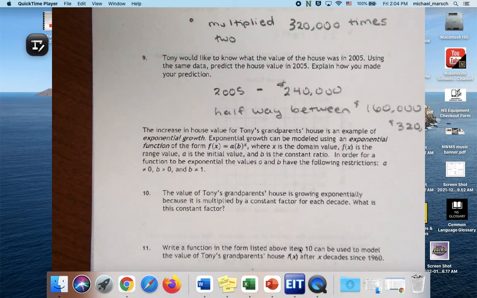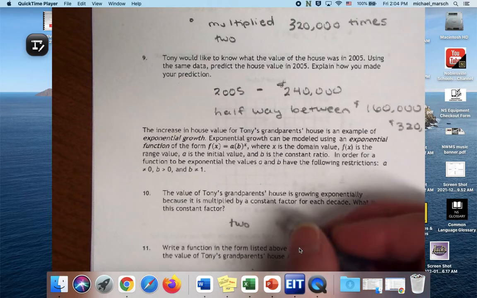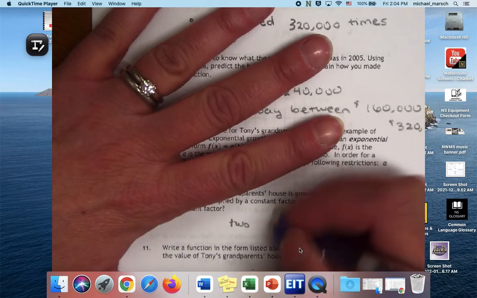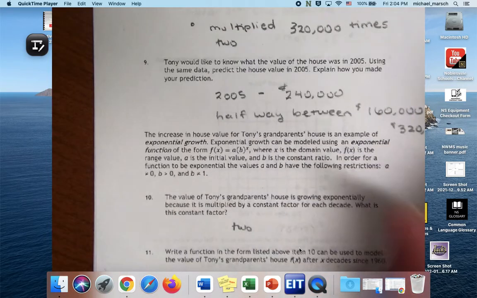It'll make more sense. Okay, the value of Tony's grandparents' house is growing exponentially because it is multiplied by a constant factor for each decade. What is this constant factor? 2. Yep. How did you know that? It was the ratio, right? 2 to 1. Also, it doubles.